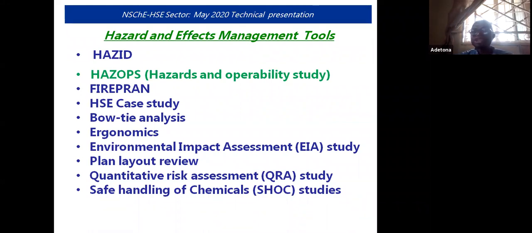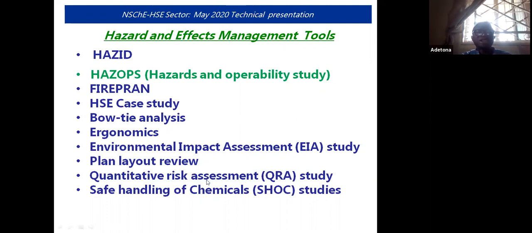QRA, quantitative risk assessment studies. Then safe handling of chemicals, which was handled by our senior colleagues last week. They have a host of tools, but today we just pick one of them, which is the HAZOP, and we will see why we are picking HAZOP. It's not because it's the most important. None is most important and none is least. They are all an integrated set of tools which are necessary for us to be sure that our plant is designed to as low as reasonably practicable.